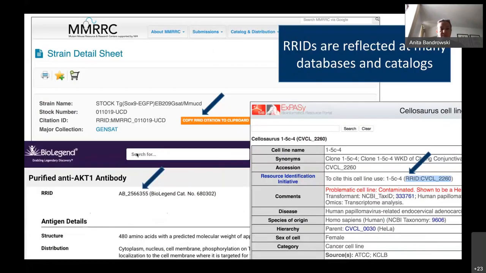Okay, lots of different places, including commercial vendors, like this one is BioLegend, but Thermo Fisher and many others actually also have this RRID as part of their material data sheets and web pages. MMRRC actually takes the copying and pasting to a whole new level. You just have to click one button and you have copied the RRID citation to the clipboard, which is great. And of course, Cellosaurus, this is out of Switzerland, also has the how-to-cite information for all RRIDs.